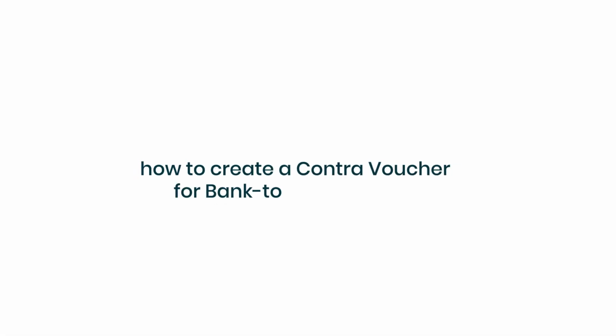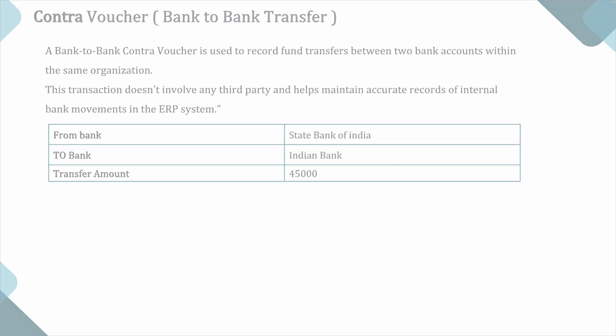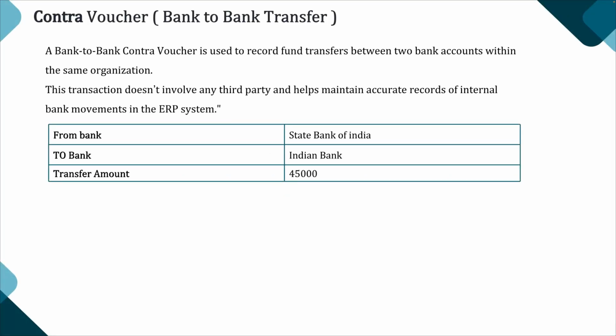Let us see in this video how to create a Contra Voucher for bank-to-bank transfer. The Bank-to-Bank Contra Voucher is used to record fund transfers between two bank accounts within the same organization. This transaction does not involve any third party and helps maintain accurate records of internal bank movement in the ERP system.